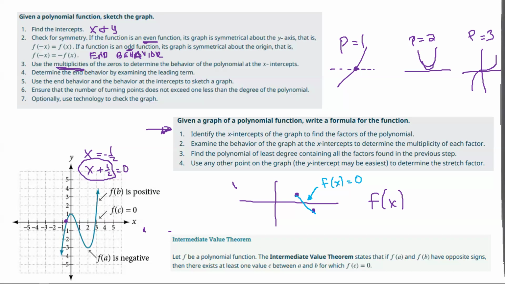But good stuff. Anyway, that's graphing polynomials.